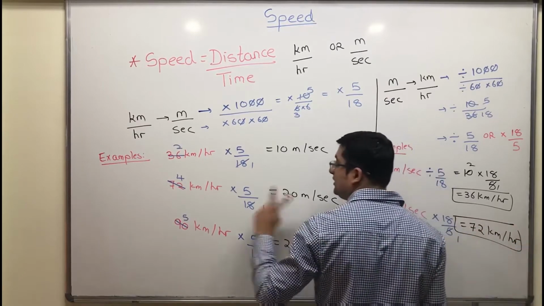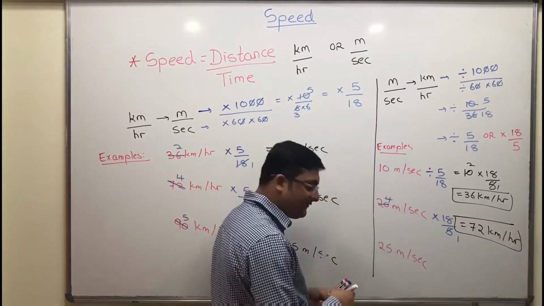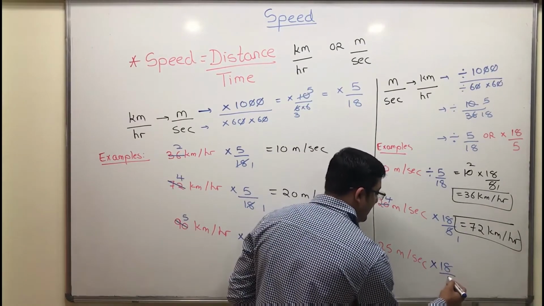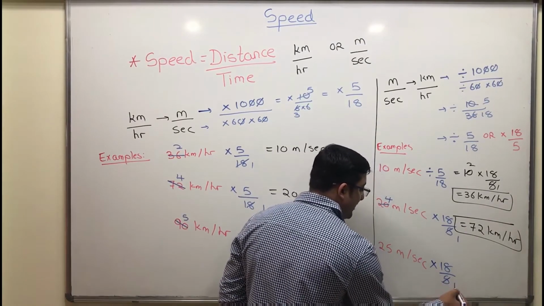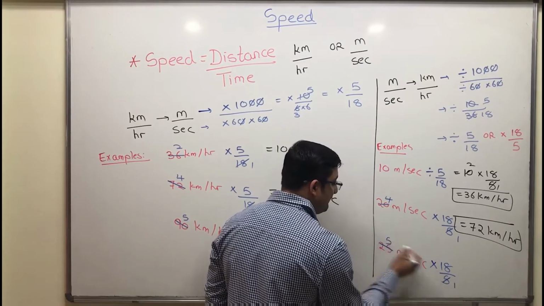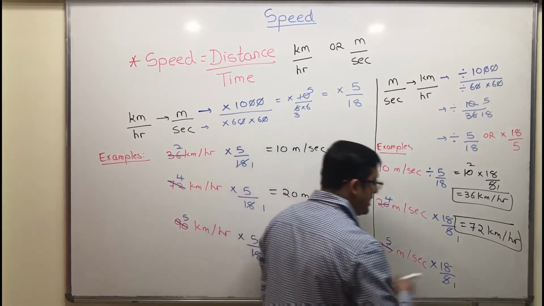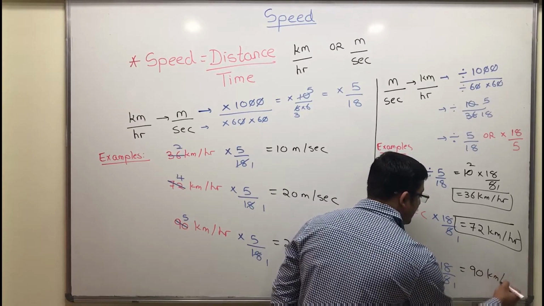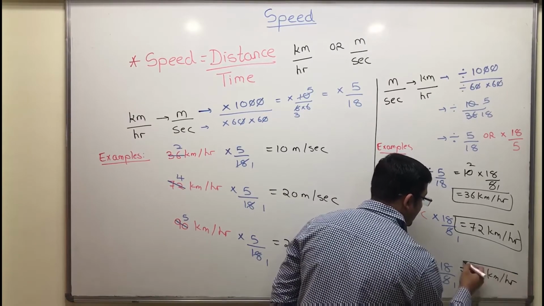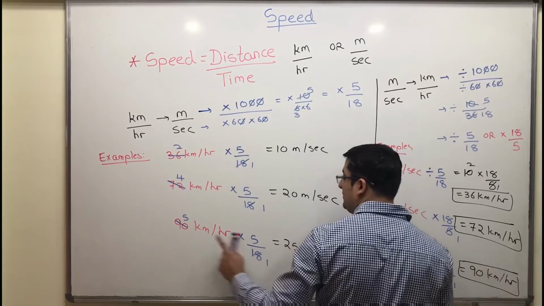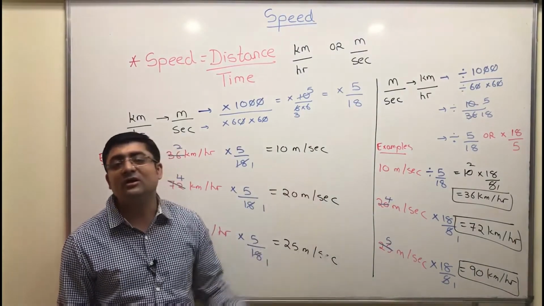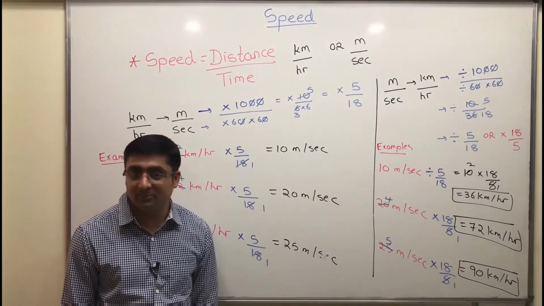And you can match it over here. See, 72. Finally, 25 meter per second. Piece of cake, into 18 by 5. 5 divided by 5, 1. 25 divided by 5, 5. What is 5 into 18? 90. So that means 25 meter per second is 90 kilometers per hour. And you can verify this. See, 25 meter per second is 90 kilometer per hour. So this is how you convert between meter per second and kilometer per hour.